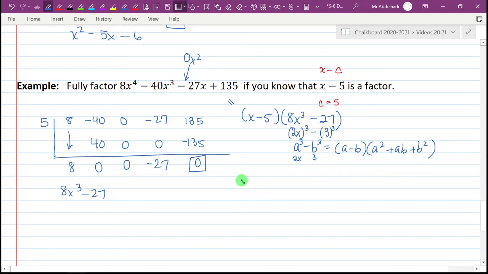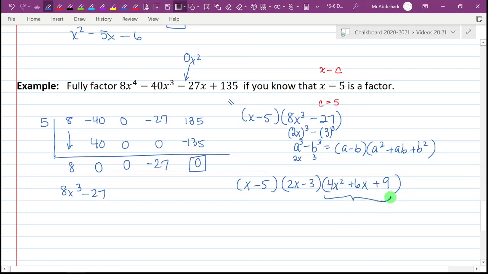Okay? Which means that your factorization is going to be, here's the x minus 5 from before, but you're going to get the 2 sets of parentheses that you see here. It's going to be 2x minus 3. A squared is 2x times itself. So 2x times 2x is 4x squared. Plus ab, which is 2x times 3, which is 6x. And plus b squared, which is 3 squared, which is 9.